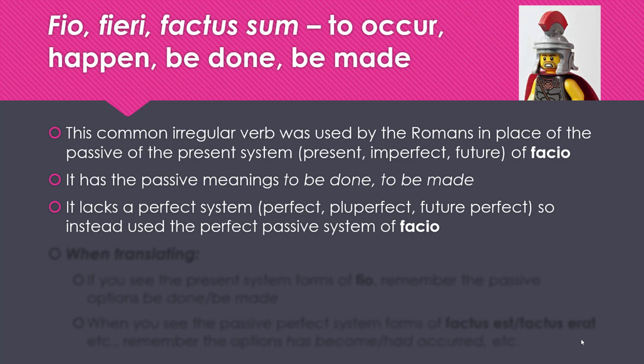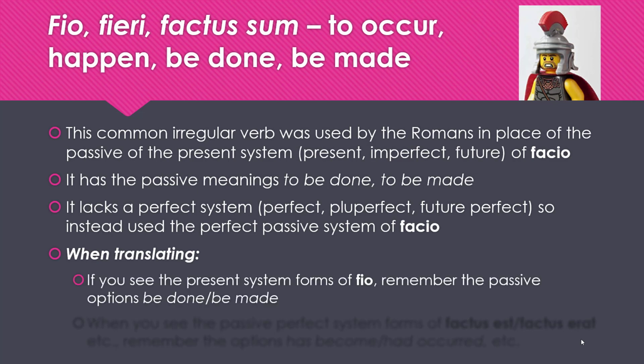This is just a verb that exists solely to enhance or in some way modify and support facio. It's really all it is. And so there's some give and take here between the forms. But when translating, if you see the present system of fio, so present, imperfect, or future, just remember that you have those passive options of to be done or to be made, to occur or to happen as well, but it's going to be passive, right? You're going to see active endings, but it's really a passive verb there.